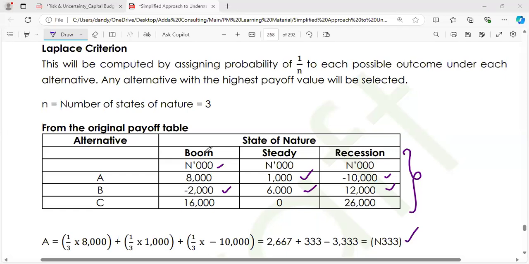I understand the point at which, for A, 1/3 times 8,000 plus 1/3 times, and the rest. That gave us 2,667, but I don't understand how we got the 333 and the 3,333. Yes, you just see 8,000 divided by 3 gives you 2,667. 1,000 divided by 3 gives you 333. 10,000 divided by 3 gives you minus that. Then you add it up. All right, thank you, sir. You're welcome.